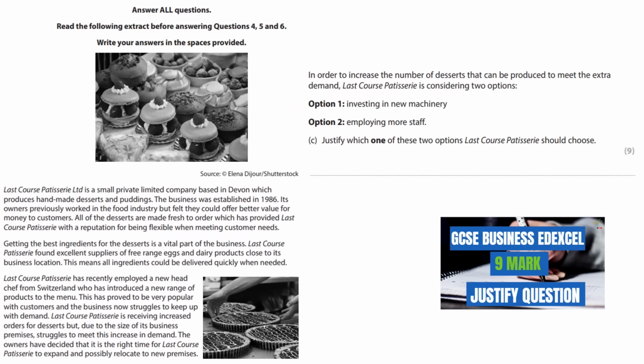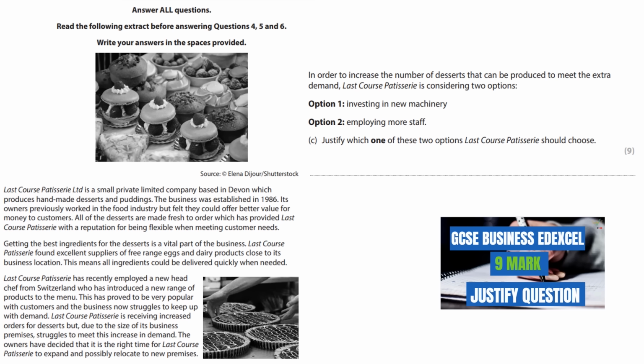Now on to our first 9-mark justify question. They're typically written like this. You've got two options, option 1 and option 2. In order to increase the number of desserts that can be produced to meet the extra demand, Last Course Patisserie is considering two options. Option 1, investing in new machinery. Option 2, employing more staff. Justify which one of these options Last Course Patisserie should choose.